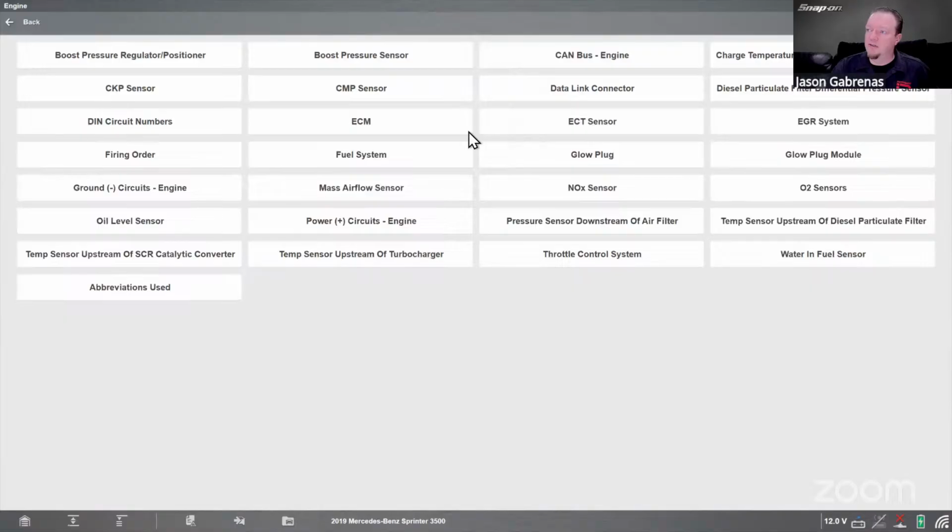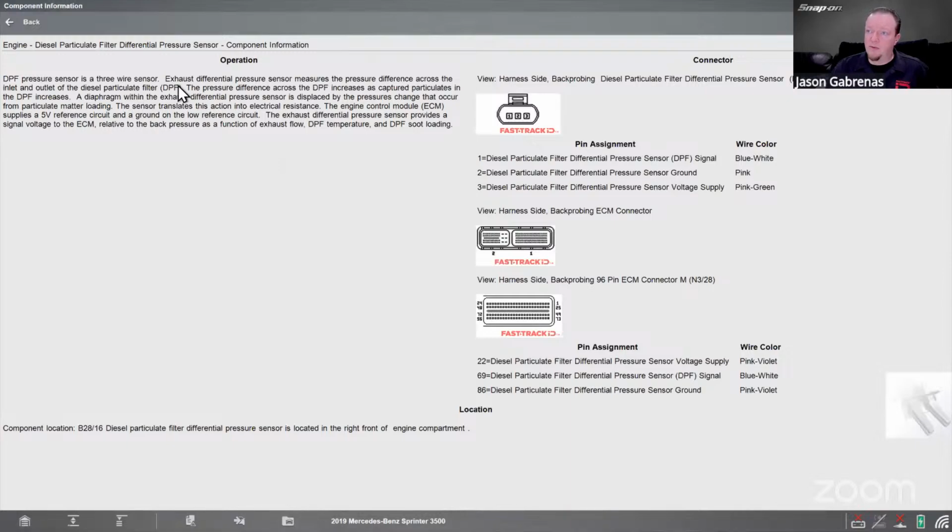So we go under engine, and then we have the DPF differential pressure sensor in this case. So it's a 3-wire sensor. The exhaust differential pressure sensor measures the pressure difference across the inlet and outlet of the diesel particulate filter. Pressure difference across the DPF increases as captured particulates in the DPF increase. A diaphragm within the sensor is displaced by the pressure change that occurs from particulate matter loading, so it kind of goes left to right. It translates this action into electrical resistance.